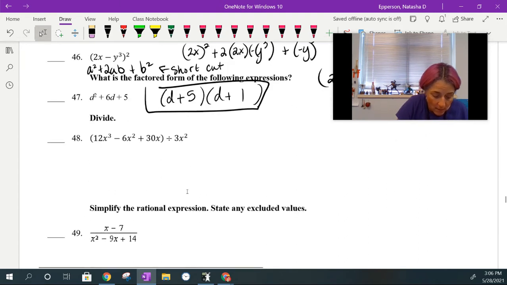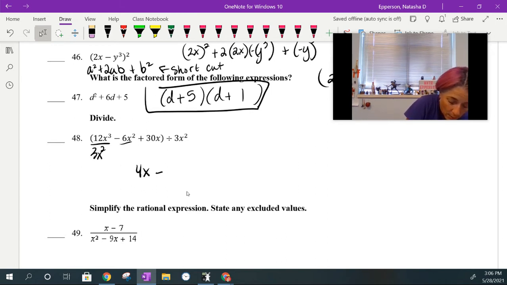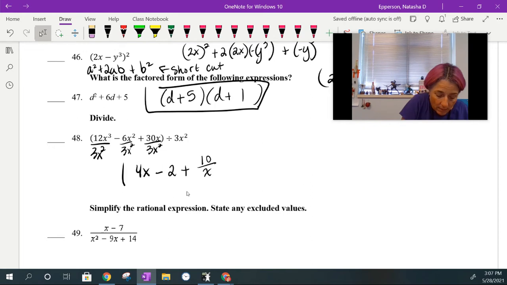Number 48, we're going to divide by 3x squared. So I'm just going to take each one of these and simplify it. 12 divided by 3 is 4x, and 3 minus 2 gives me 1. Minus 6 divided by 3 becomes 2. And then plus 10 on top, and there's going to be x in the bottom.